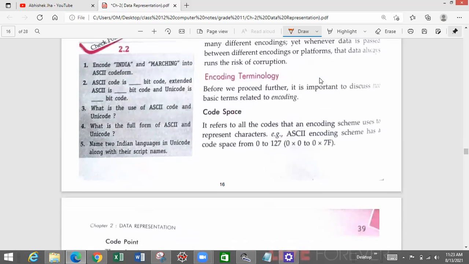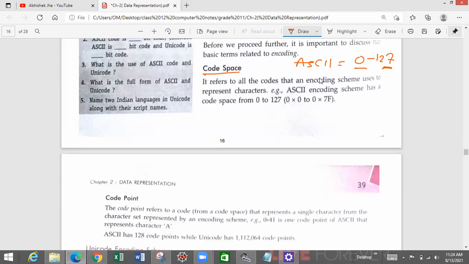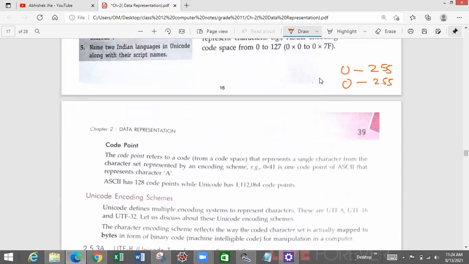Now we will understand two terminologies which are related to codings. First one is code space. It is the total possible combination inside a coding scheme. For ASCII, it will be 0 to 127. So this is its code space. It can represent from 0 to 127. If you talk about extended ASCII, 8-bit, it will represent 0 to 255. This is its code space, the possible numbers that it can represent.